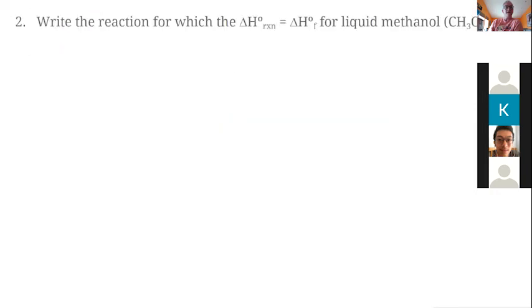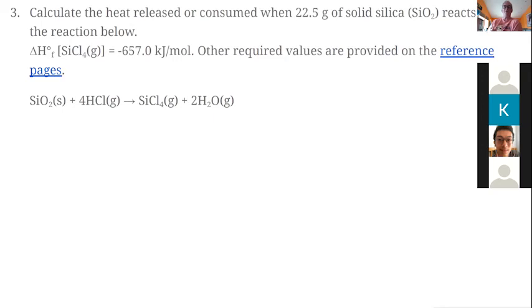Okay. So let's start with this one. Reference pages: we're going to need heat of formation for some of these. You can add together heats of formation to figure out what the final heat of formation of a product is. So we would need to figure out how much heat goes into making each one of these things. We need the heat released or consumed when solid silica reacts with this below.